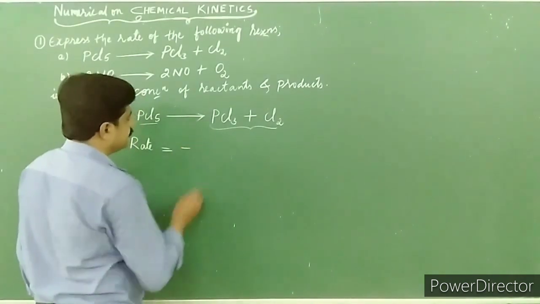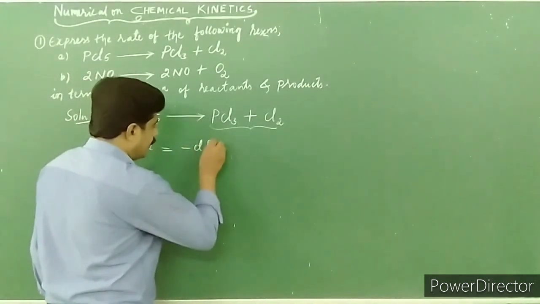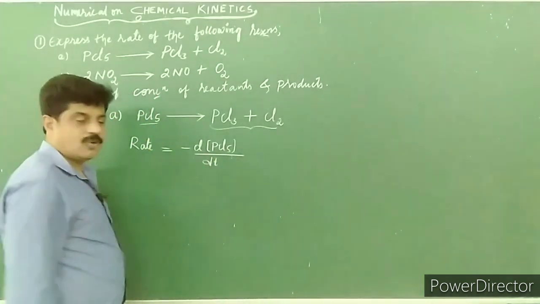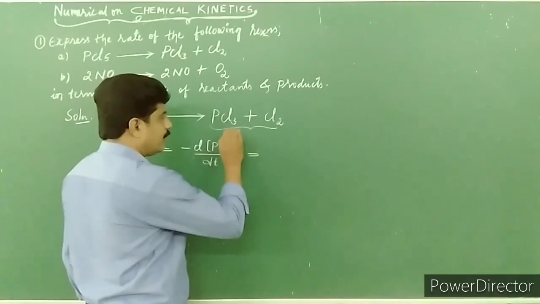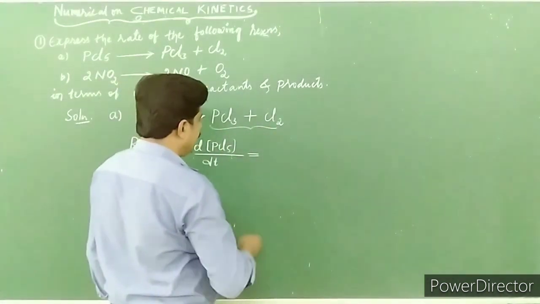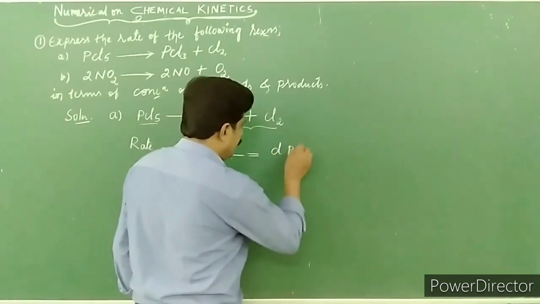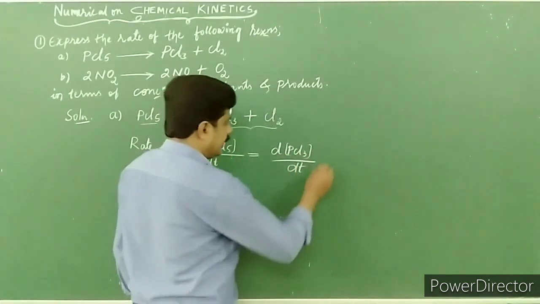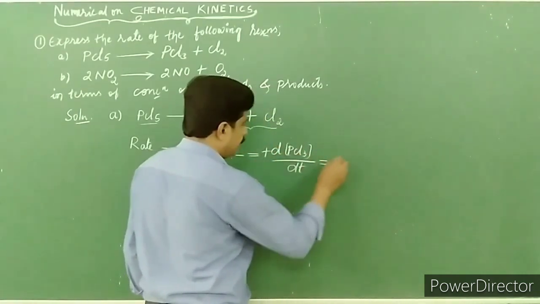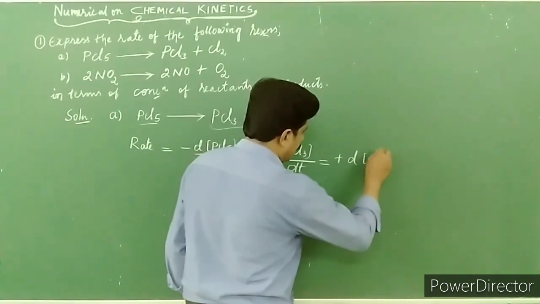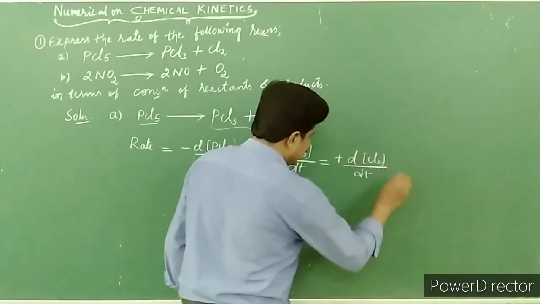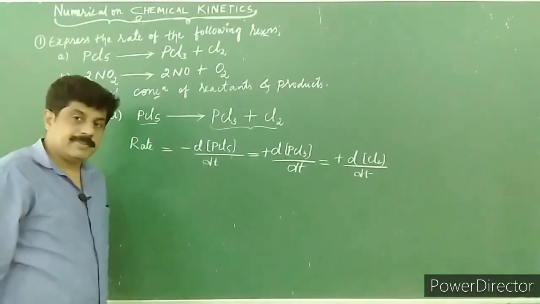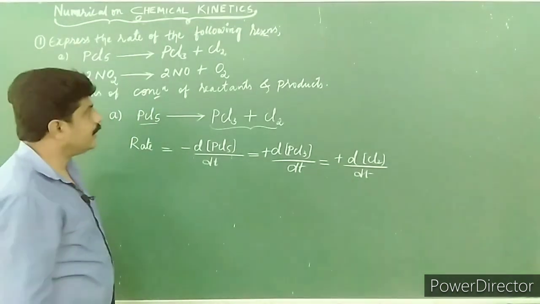Look here, minus d concentration of PCl5 upon dt. Hope you got it? Is equal to, these are the products, the concentration of products keeps on increasing and is a positive entity. Now look here, d concentration of PCl3 upon dt, that is equal to, you can say plus also, no problem, plus d concentration of Cl2 upon dt. So this is how you need to write the rate of a reaction for the first reaction, wherein phosphorus pentachloride decomposes to give phosphorus trichloride and chlorine gas.